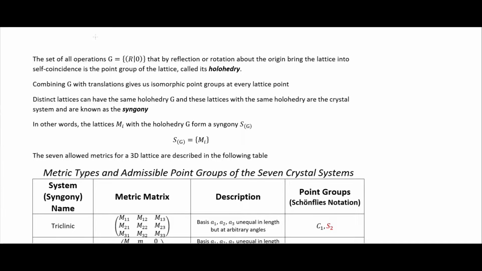So the set of all operations, so all our symmetry operations, so the R, which can be rotations and reflections and things like that, that by reflection or rotation with the origin bring the lattice into self-coincidence, is the point group of the lattice, and that is called the holohedry. And combining our group of operations with translations gives us isomorphic point groups at every lattice point.